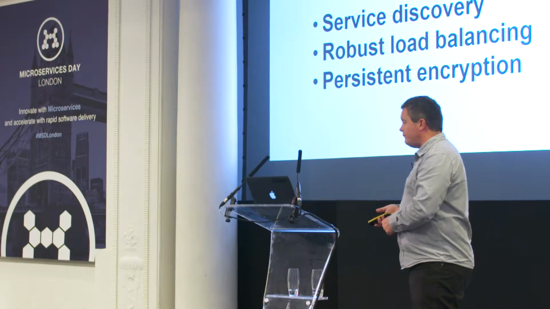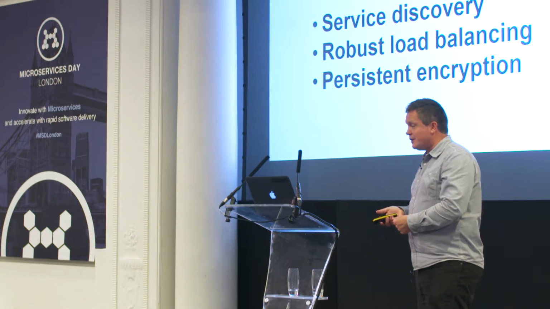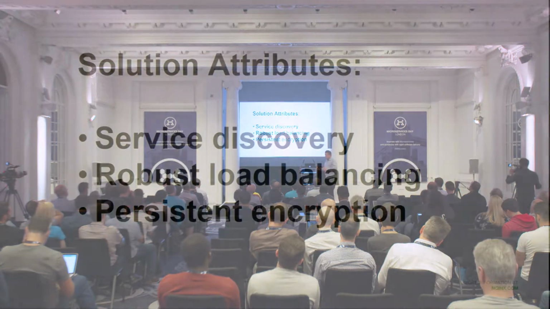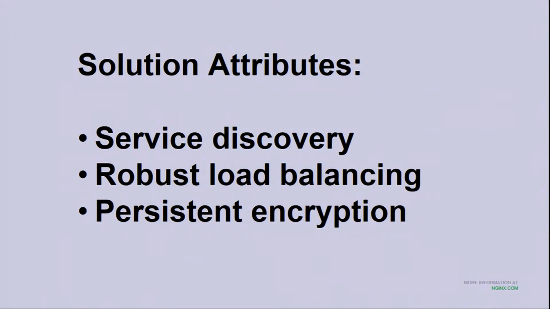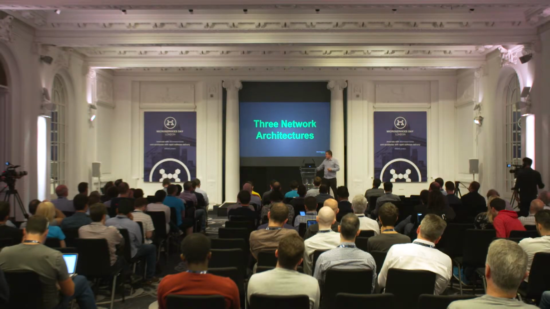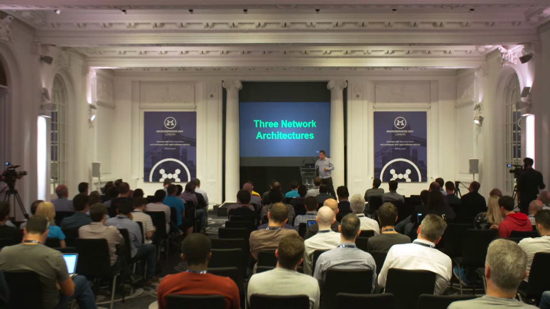If you want a good solution to these challenges, the attributes of the solution should include service discovery, they should include robust load balancing, and they should include some sort of persistent but reliable and easy to manage encryption on the transmission layer. And we looked at 3 network architectures as we spec'd this out and built it. The very first we describe as the proxy model.